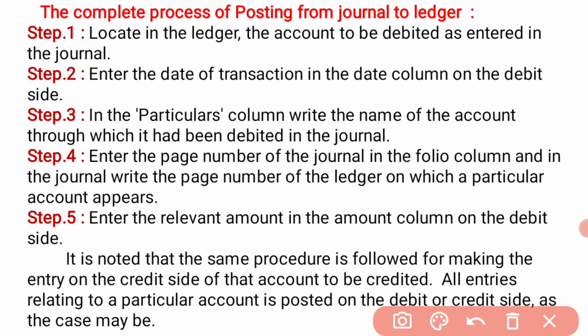It is noted that the same procedure is to be followed for making the entry on the credit side of the account to be credited. All entries relating to a particular account are posted on the debit or credit side as the case may be. If it is debited, write it on the debit side; if it is credited, write it on the credit side. This is the procedure to make the posting from journal to ledger.